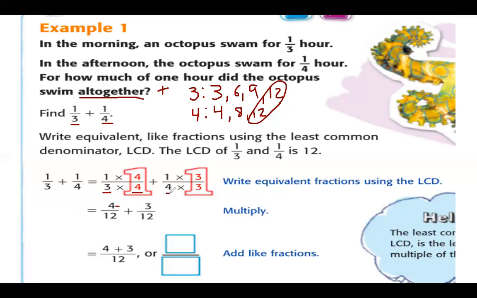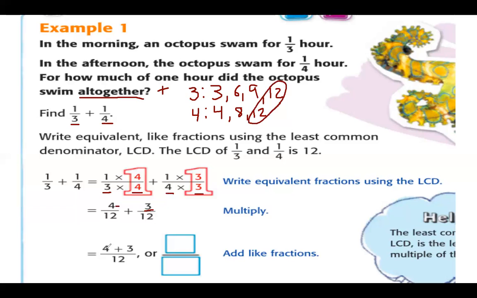Okay, and then they ask themselves, 4 times what gets me 12? Okay, we're just going opposite there. 4 times 3 gives me 12. Because the bottom was multiplied by 3, now the top has to be multiplied by 3. So 1 times 3 gives me that 3 right there that they got. Okay, now that they both have the same denominator, they both have 12.